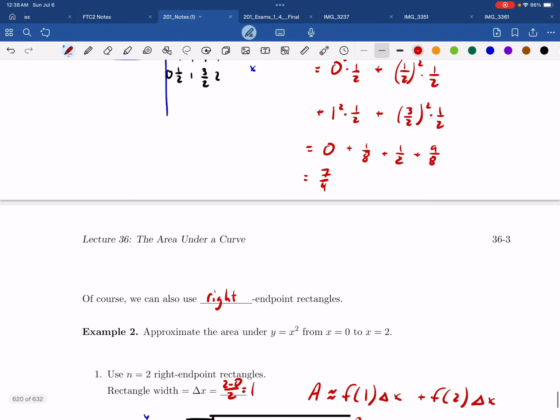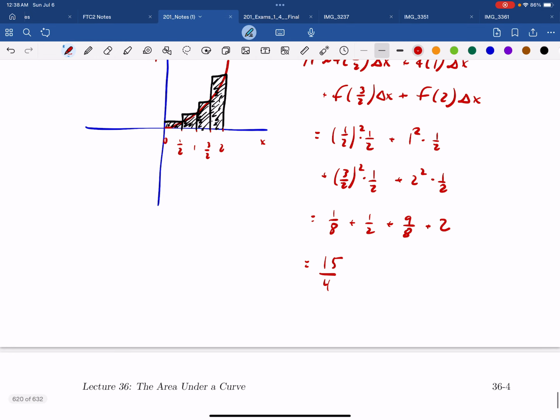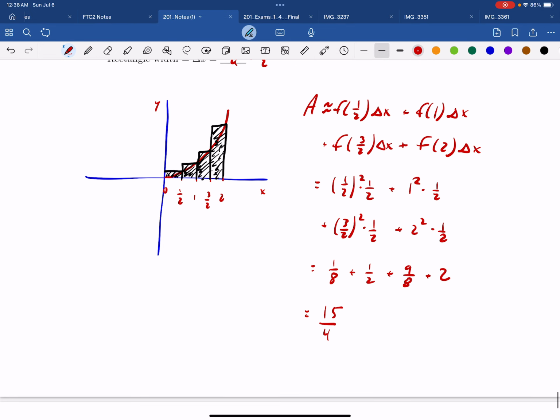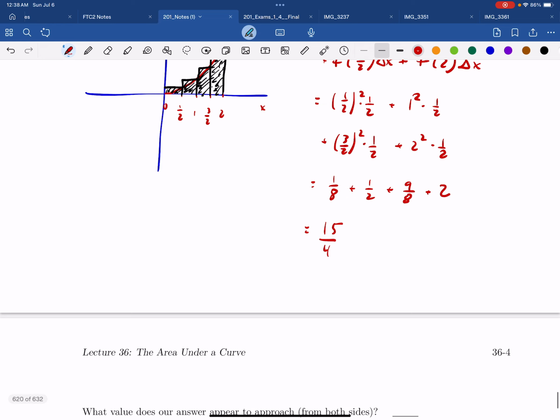15/4, right? Compared to our old answer of 7/4. And that's a pretty big gap, but again, we knew this was an overestimate, so maybe that's not shocking. So the answer lies somewhere in between. Okay?